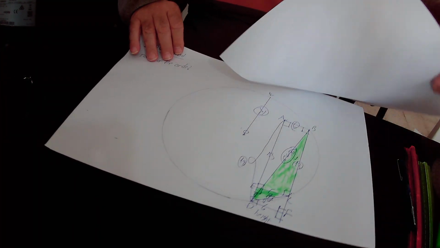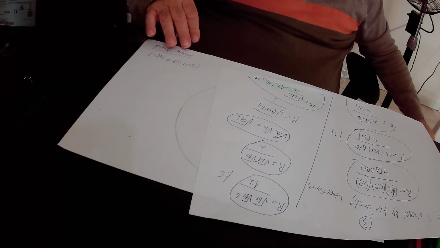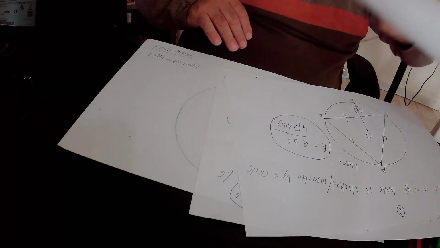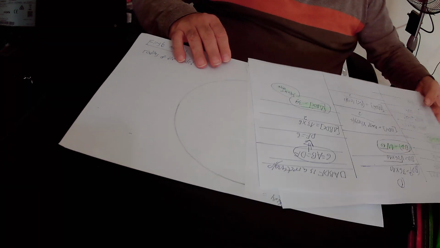In the next step, I actually explained how to find out the radius of the circle according to the second method.